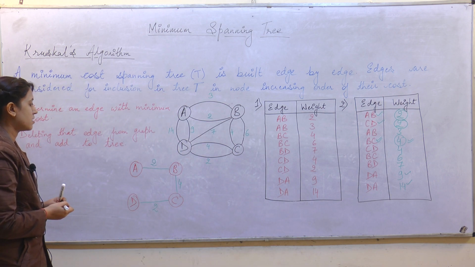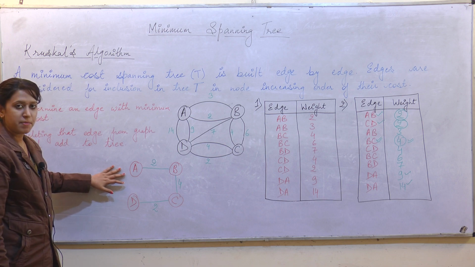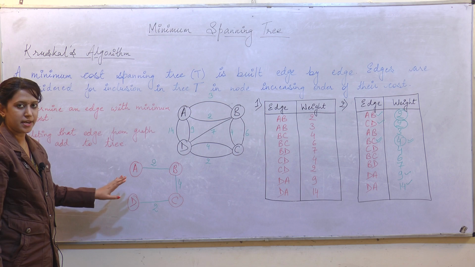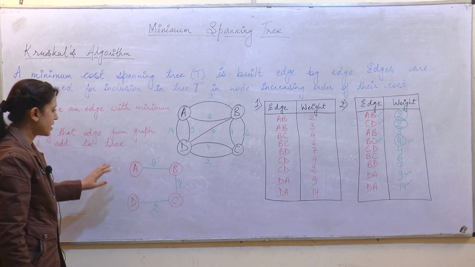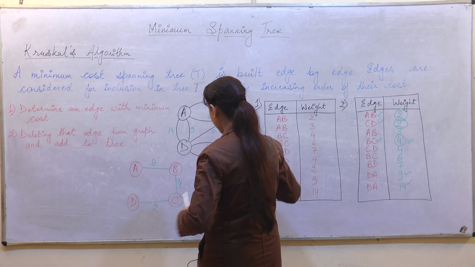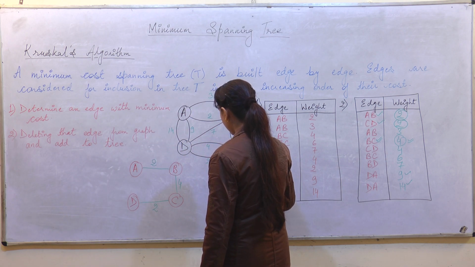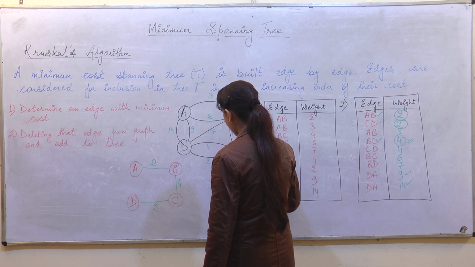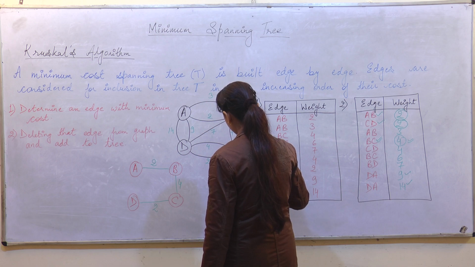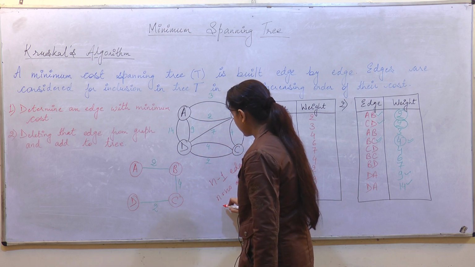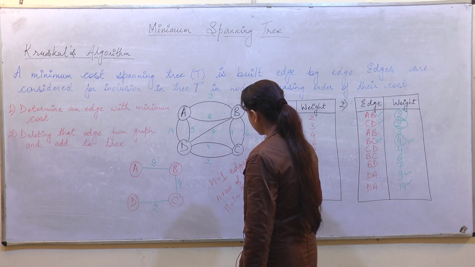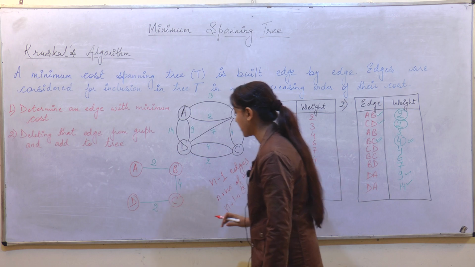So we get here a minimum spanning tree that is properly connected, completely connected, and it is connected using 3 edges, that is n minus 1 edges. And here n means number of nodes. So we are using 3 edges to connect our minimum spanning tree.